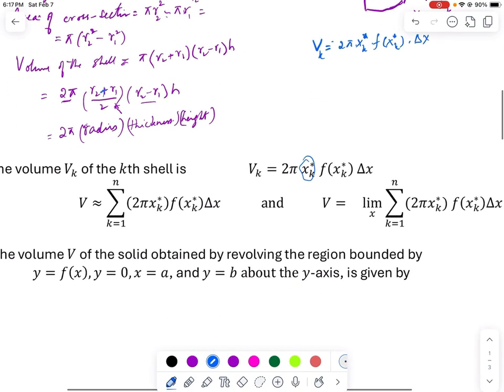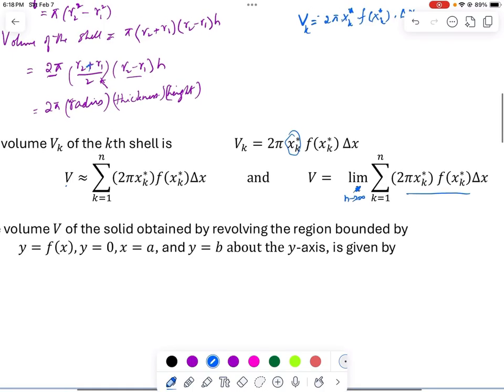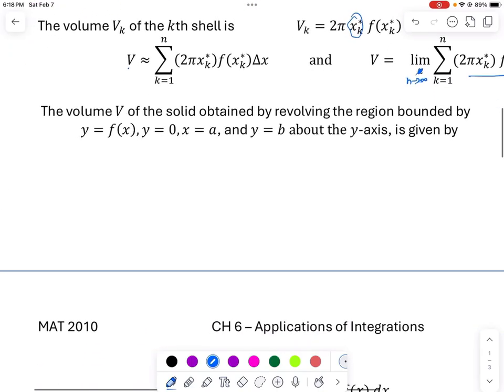Now, as before, we add up n such shells, and that will give us an approximate volume, and as n increases it becomes a better and better approximation. And in the limiting case, V is equal to the limit as n goes to infinity of the sum from k equal to 1 to n. So now what will happen? This will convert into a formula. What is the formula? I have written it down here, but I'll show you first why.